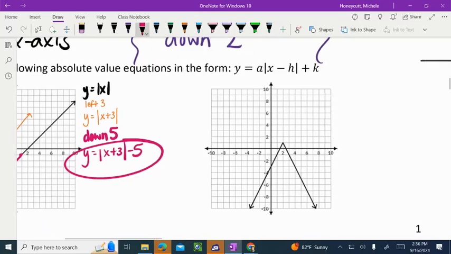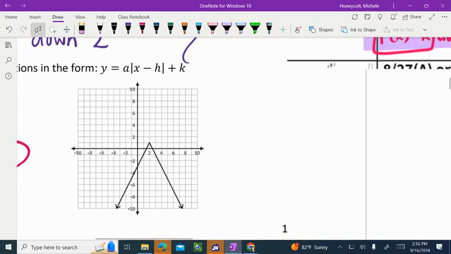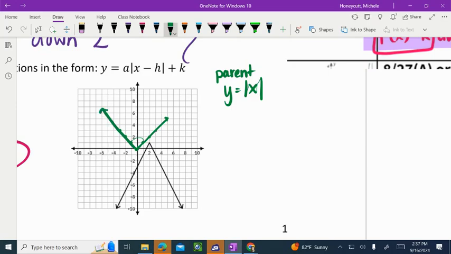For the second one, I'm going to follow the same thing. I'm going to start by graphing the parent function, y equals the absolute value of x, and then see what types of transformations will land me on top of that black graph. So here's the parent. Okay, I look and see that it needs to shift to the right 2 units.